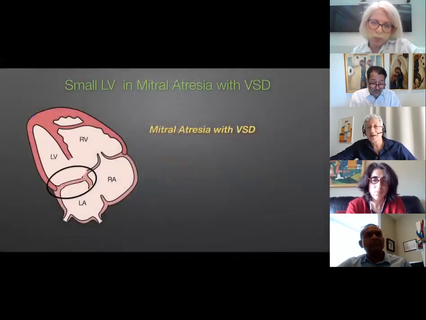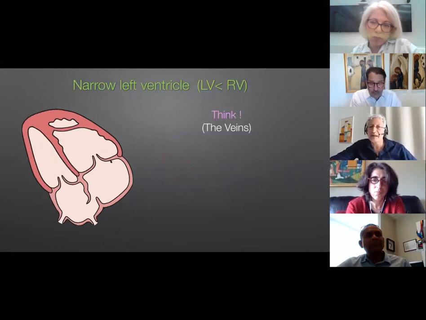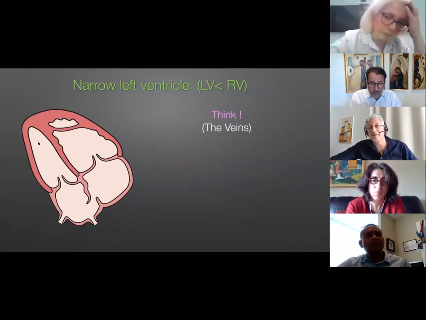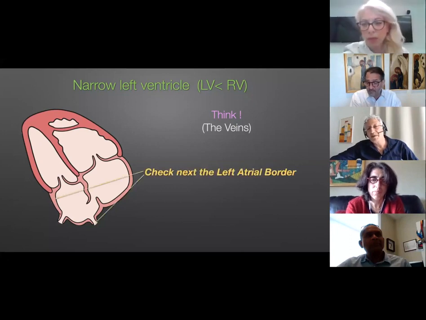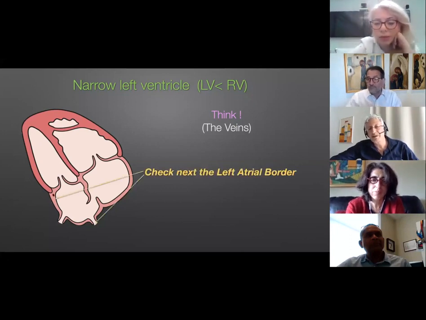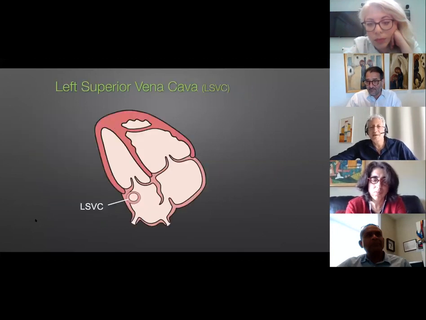Now next, there are some other possible conditions like mitral atresia, where you are assessing the valves, but also think about the veins. I told you that the left atrium drains into the left ventricle, but keep in mind that there may be some abnormal venous connections you can find on the lateral or on the posterior wall of the left atrium. And the most common one is the left superior vena cava.